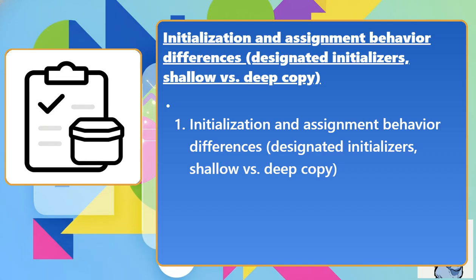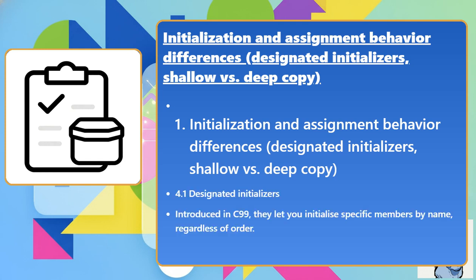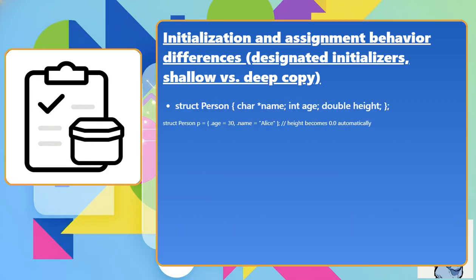Now, initialization and assignment behavior differences: designated initializers, shallow versus deep copy. 4.1 Designated initializers. Introduced in C99, they let you initialize specific members by name, regardless of order. struct person { char *name; int age; double height; }; struct person p = { .age = 30, .name = "alice" }; height becomes 0.0 automatically.